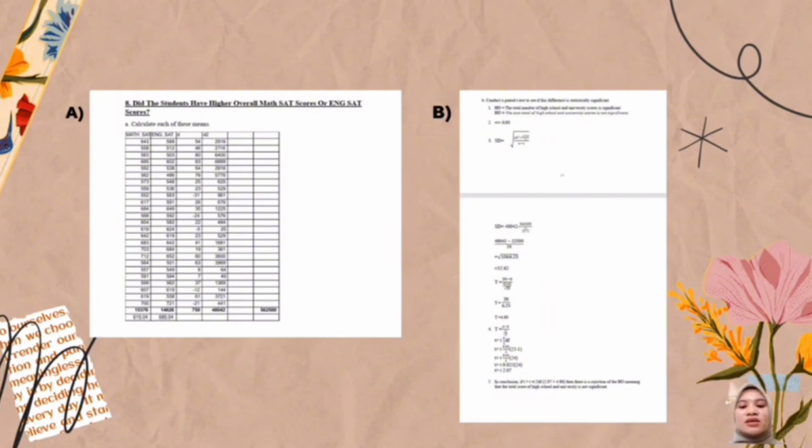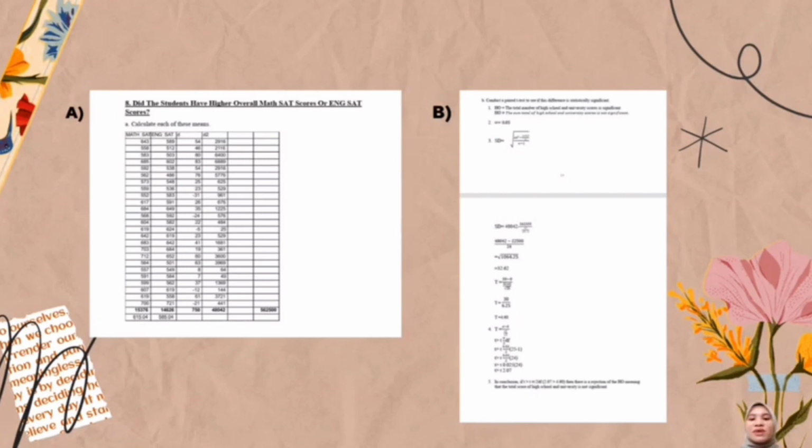So we get the answer for math SAT is 615.04 and the answer for English SAT is 585.04. Next, question B is to conduct a paired t-test to see if this difference is statistically significant. To conduct a paired t-test, from the data we get, the ratio is the total number of high school and university scores is significant.